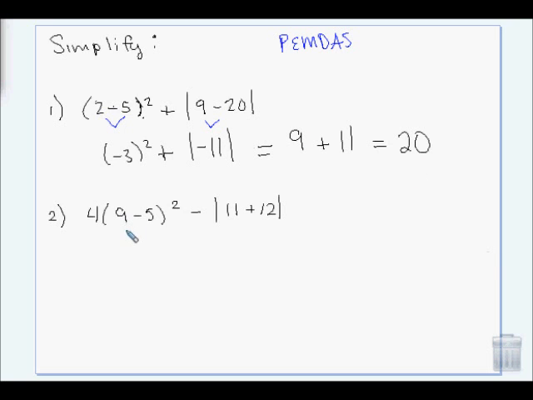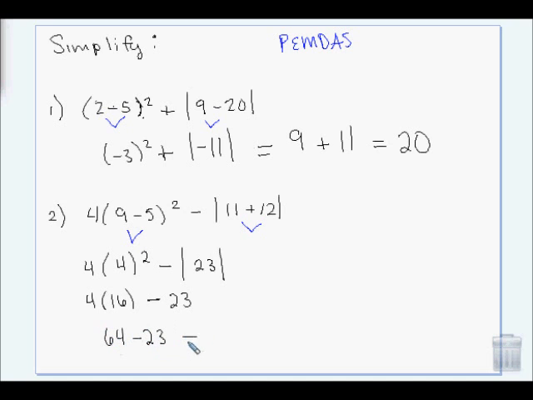Here I have 9 minus 5 and 11 plus 12. 9 minus 5 is 4 squared minus the absolute value of 23. 4 squared is 16. Absolute value of 23 is 23. And that negative is just hanging out. So I have 64 minus 23, so that is 41.